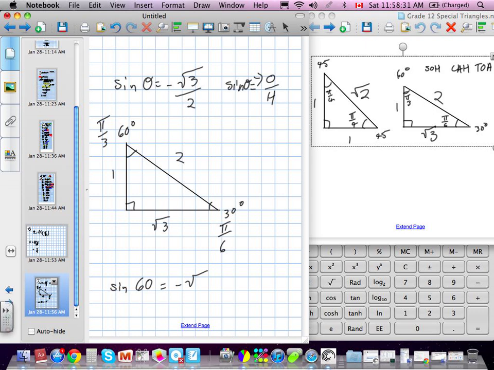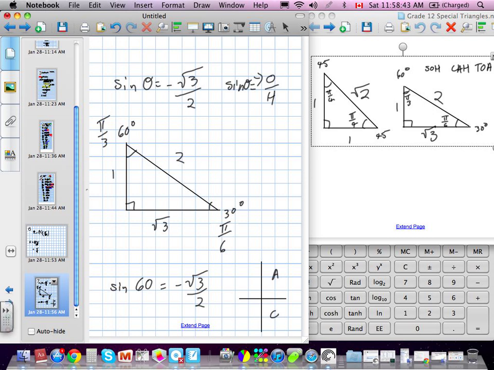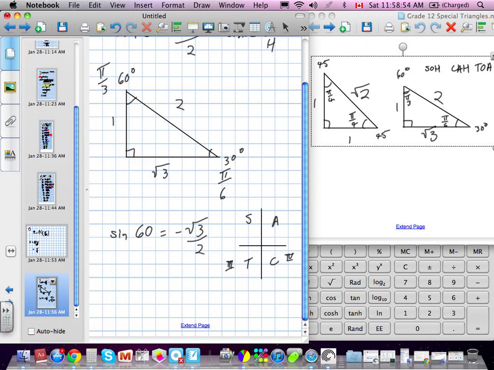So we've got to think of our CAST system. Up here in our CAST system, we have cosine, all of them, sine, tangent. So right now we're either in the third or fourth quadrant for possible answers. We're in the third or fourth quadrant because sine is negative there, which means we're dealing with, again, what did we say it was? Opposite over hypotenuse.